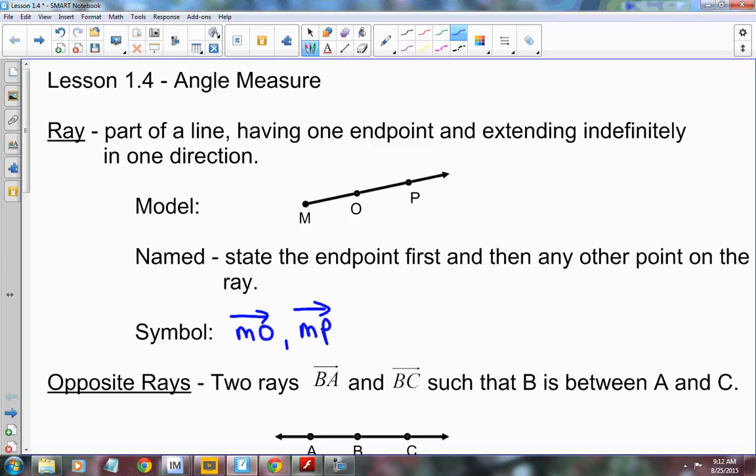Okay? I could not, however, name it ray OM, because if I named it ray OM, that would mean that I started here and extended indefinitely in that direction. So do you see why I couldn't name it like that? You have to use the endpoint when you name the ray, and then another point somewhere that lies on that ray.